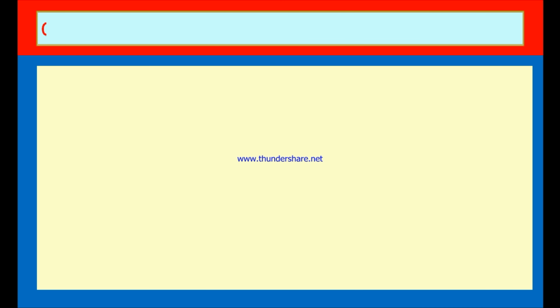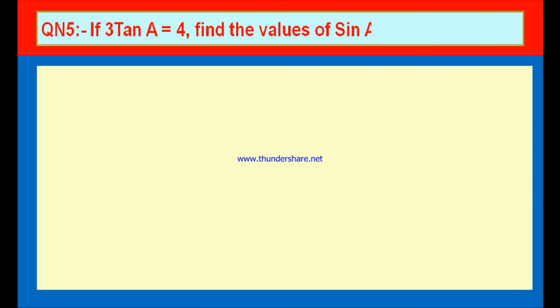Look at question number 5. If 3 tan A is equal to 4, then find the values of sin A and cos A. I shall repeat. If 3 tan A is equal to 4, find the values of sin A and cos A. Here, if you observe the question, you can find tan A, sin A and cos A.